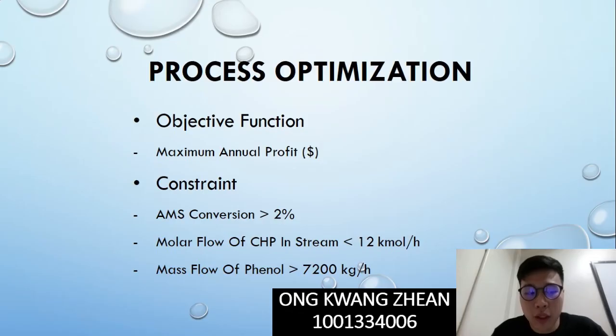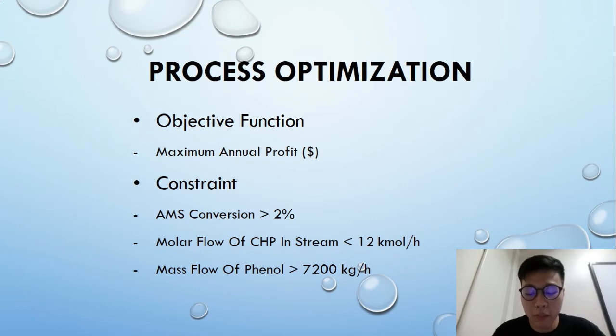Thank you. My name is Ong Guang Jian. I would like to present the process optimization of the production of phenol. After production of phenol, there will be an optimization process, in which you need to maximize your production of phenol by increasing the mass flow rate, or the molar flow rate, by optimizing the utility cost of the process. So from the economic point of view, you need to maximize the profit of the process.